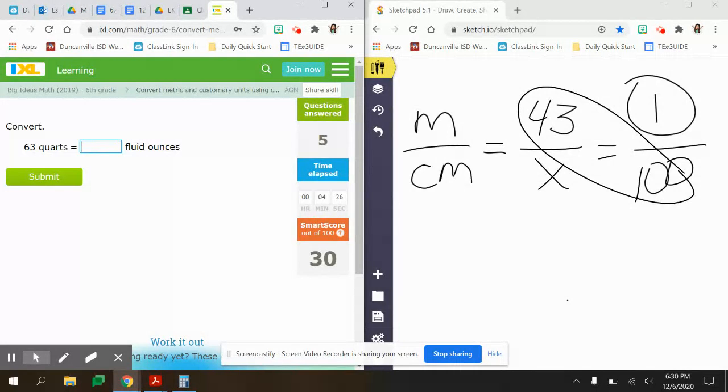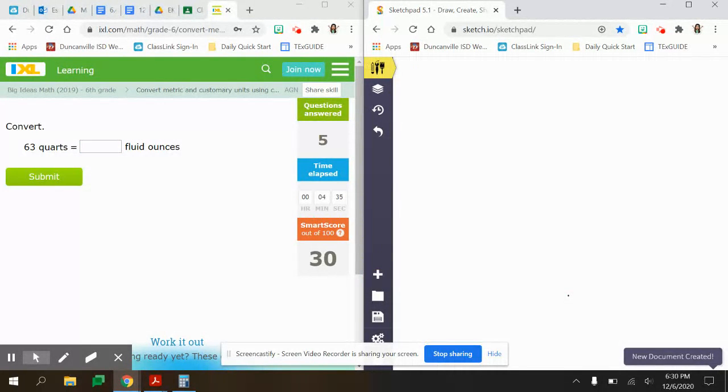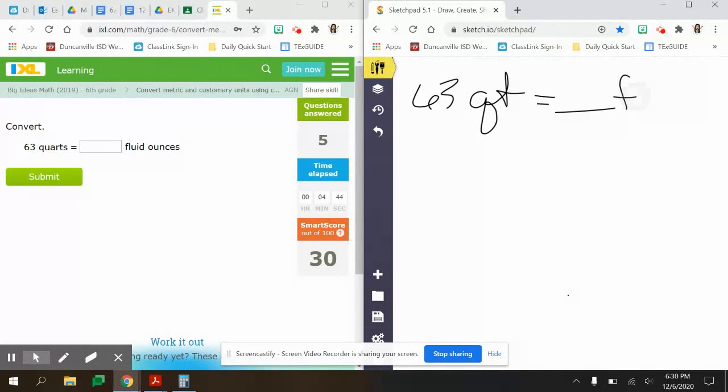63 quarts equals blank fluid ounces. So this one's a little different. It's a little bit harder. We're going from quarts to fluid ounces. So I know 63 quarts to blank fluid ounces.